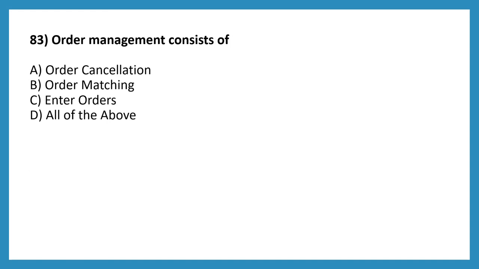Next question. Order management consists of option A, order cancellation. Option B, order matching. Option C, enter orders. Option D, all of the above. The correct answer is option D, all of the above.